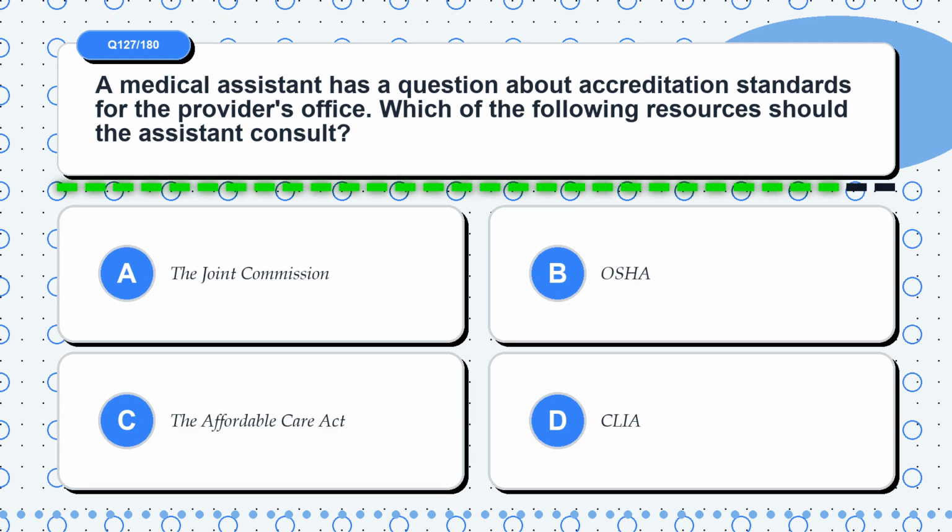Question 127. A medical assistant has a question about accreditation standards for the provider's office. Which of the following resources should the assistant consult? Here are the options. Option A, The Joint Commission. Option B, OSHA. Option C, The Affordable Care Act. Option D, CLIA.